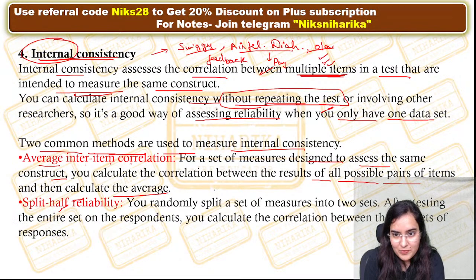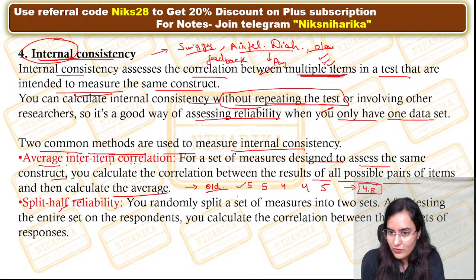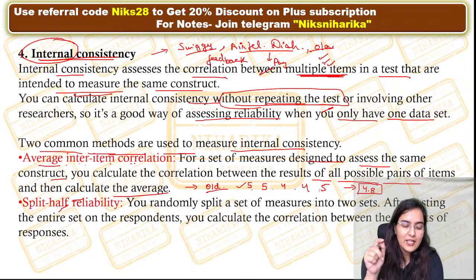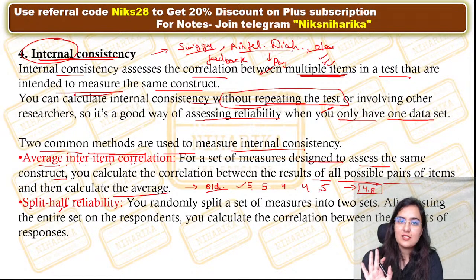Example, we have taken the result of an Ola or Uber driver. One time they get 5, second time they get 5, next time they get 4, then again a 4, then a 5. Can we take an average? Yes, of course. Average will come, suppose 4.8. That is an average inter item correlation, when we correlate all the results and take out the average. Fine, that is one method to measure internal consistency.